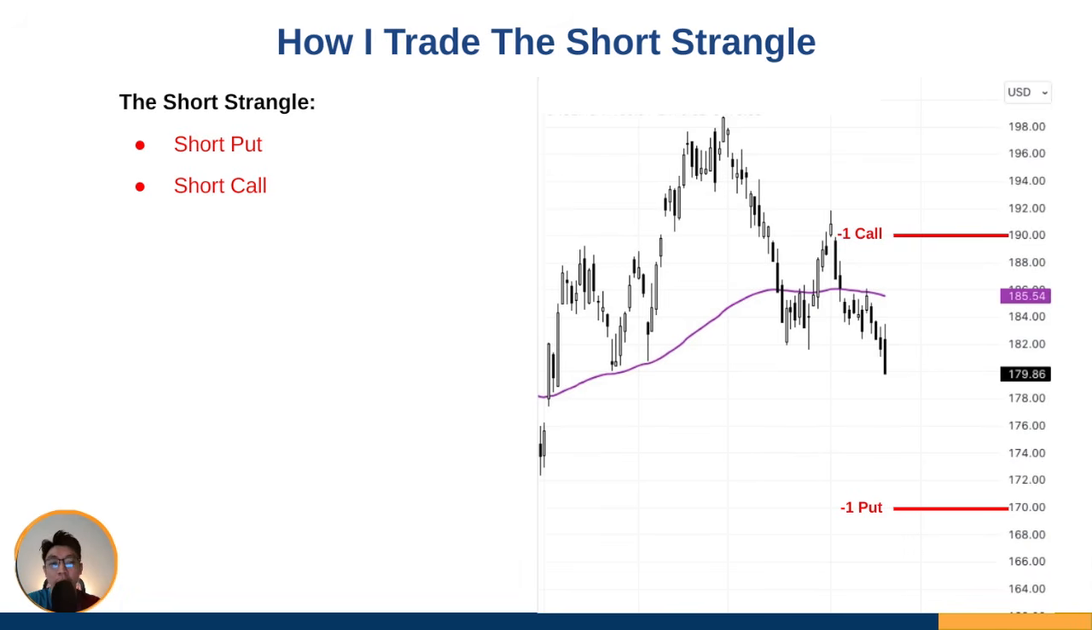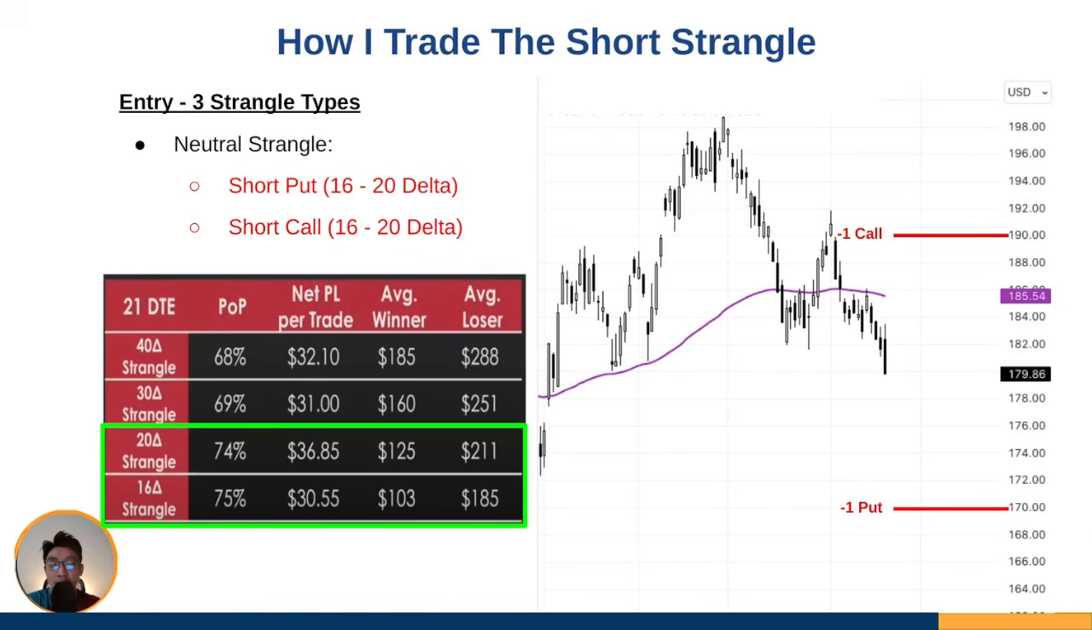You have your short put as well as your short call. So both of them are out of the money. Now, when I'm trading the strangle, there are basically 3 different strangle types that I trade. When I enter the market, it depends on the underlying market condition and my view of the underlying market. So these 3 strangle types, the first one is the neutral strangle.